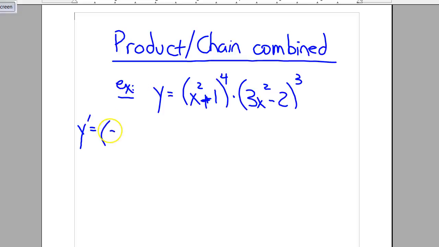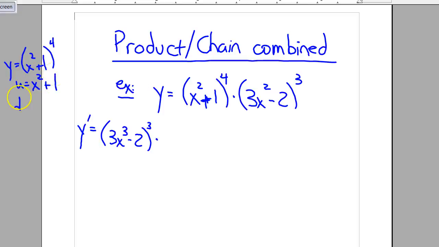So the second thing times the derivative of the first thing. If I'm going to take the derivative of this, I can go off to the side and go, okay, my u is going to equal x squared plus 1. So du is going to equal 2x. And work this out, do the whole thing over here, and say, okay, that means y equals u to the 4th. Y prime equals 4u to the 3rd times du. And then plug back in.